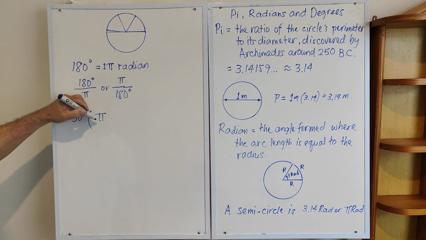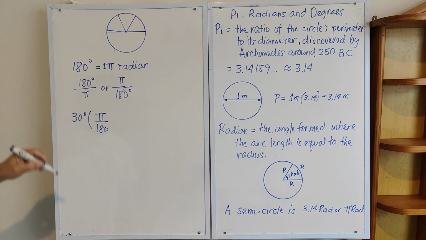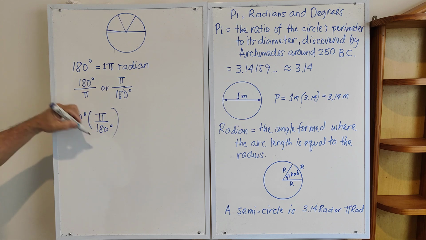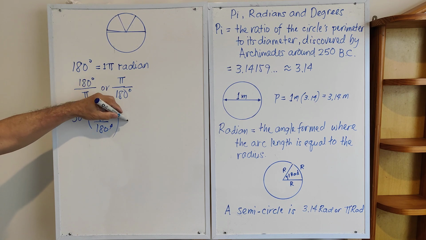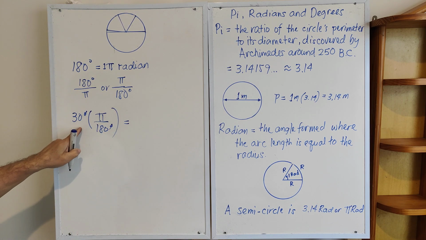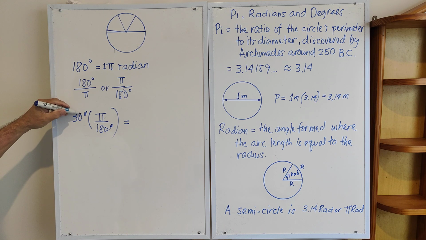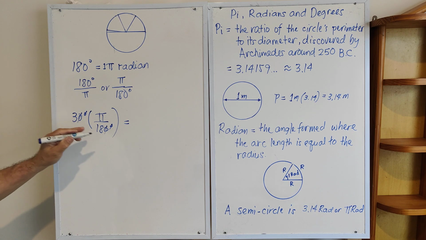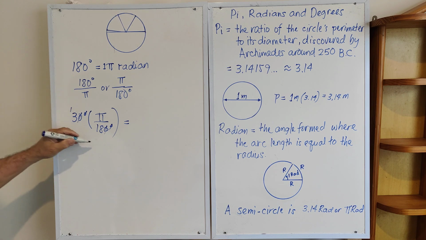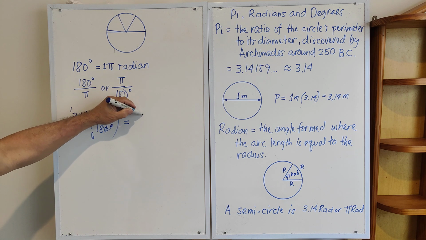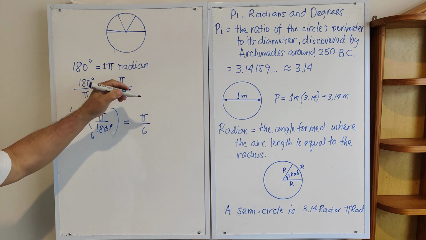So pi over 180. Degrees will cancel. So getting the lowest term, we cancel the 0. Both divide by 3. This is 1, this is 6. So 30 degrees is pi over 6.